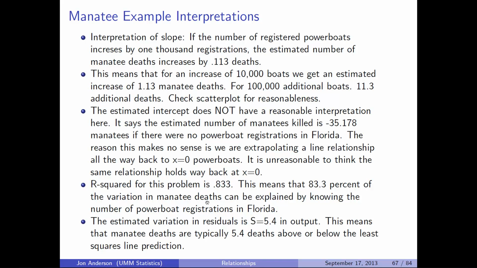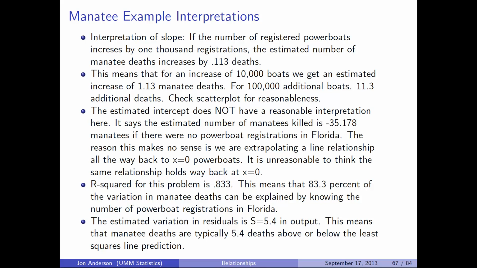Going back to R squared for a minute, this is a pretty big percentage. 83.3% is a pretty big percentage of variation. So manatee death values are largely explained, the variation is largely explained by the number of powerboats. It's a very strong predictor. Other things are involved. This is not 100% of the variation explained by boating, but the number of powerboats is really strongly connected to the manatee deaths.